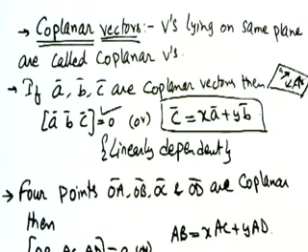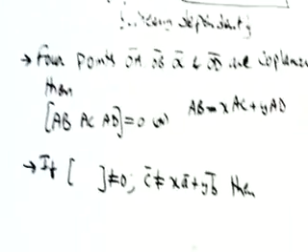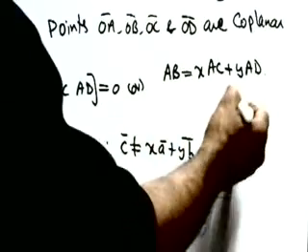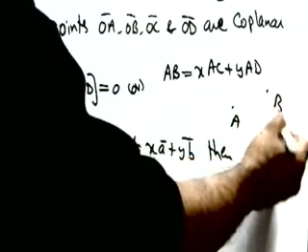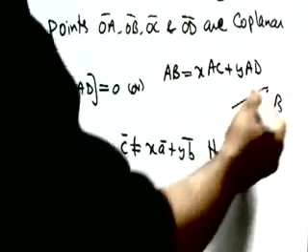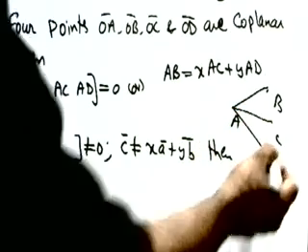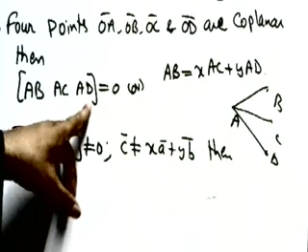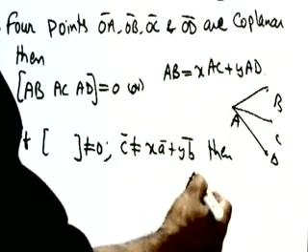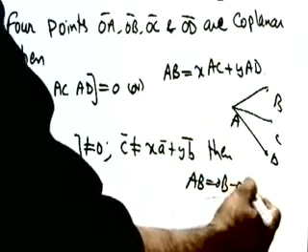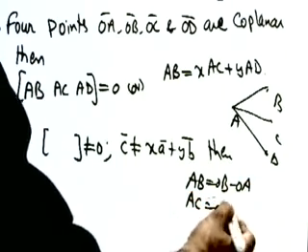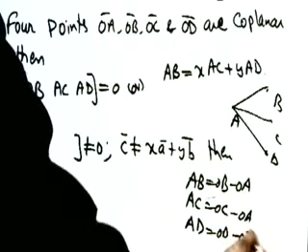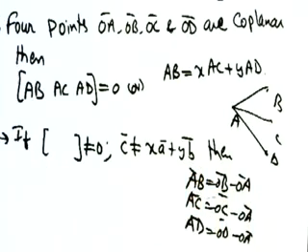But sometimes, in place of three vectors, they will give 4 points. So first we have to change the points into vectors. Suppose we are having A, B, C, D. First we have to find AB, AC, AD, then use the same condition: find the value of box AB, AC, AD. Now what will be AB? AB equals OB minus OA, AC equals OC minus OA, and AD equals OD minus OA.